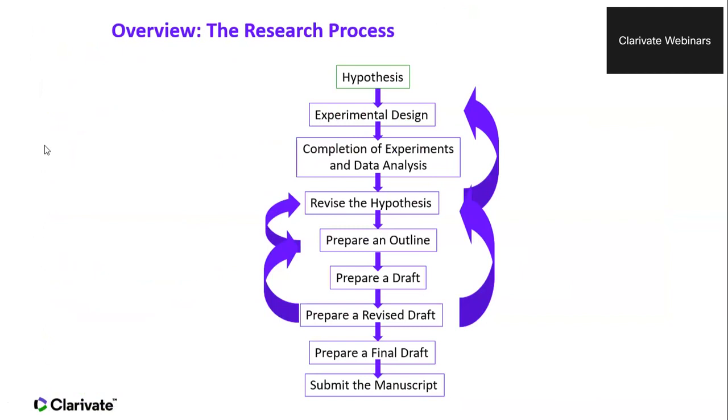So when we talk about hypothesis, this is where your literature search is very important to come up with the hypothesis. So your literature search must be done in a systematic manner. Okay. Then we come to the experimental design. This is where you can refer to other people's methods and materials.